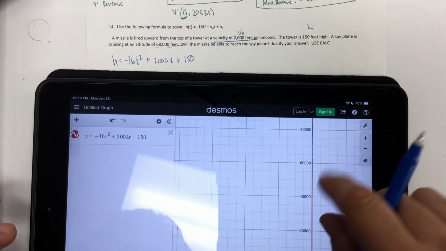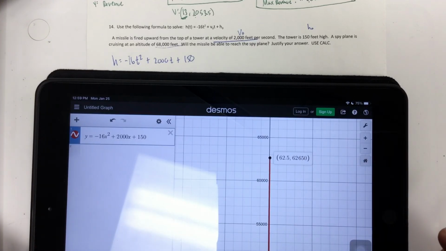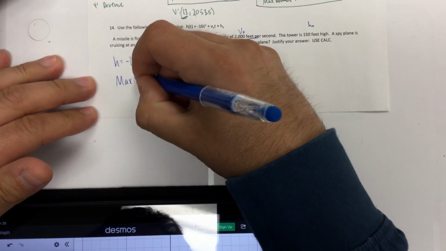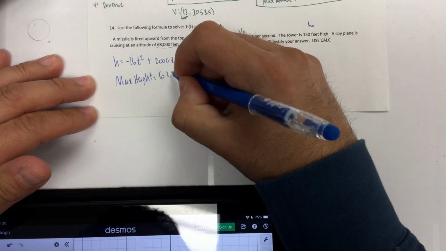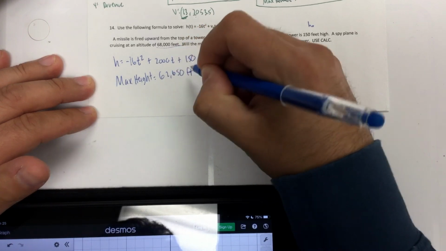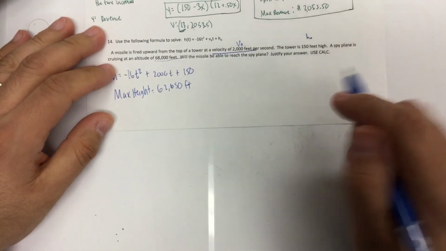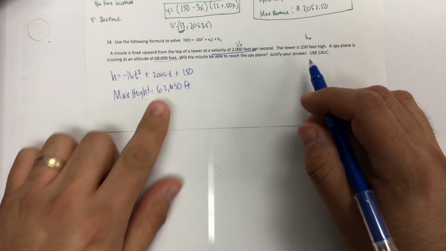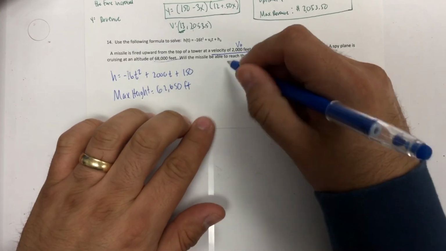All right, from here, we're going to find our vertex, which is very high up. There it is. So just click there. There's the vertex, and you can see that the vertex is at 62,650 feet. So my max height for this is going to be 62,650 feet. So the question says, will the missile be able to reach the spy plane? Well, the spy plane is at 68,000 feet. The projectile will only reach 62,650 feet. So I'm going to say no.